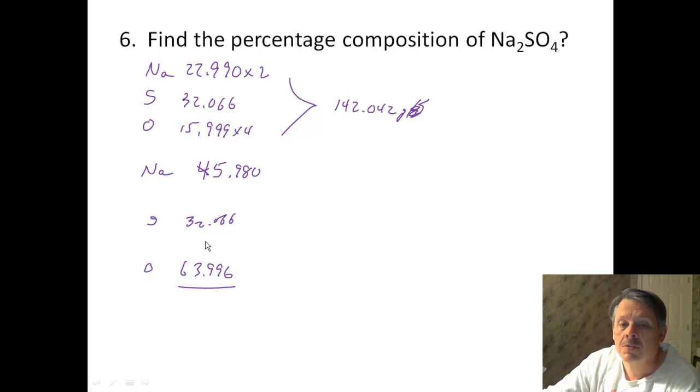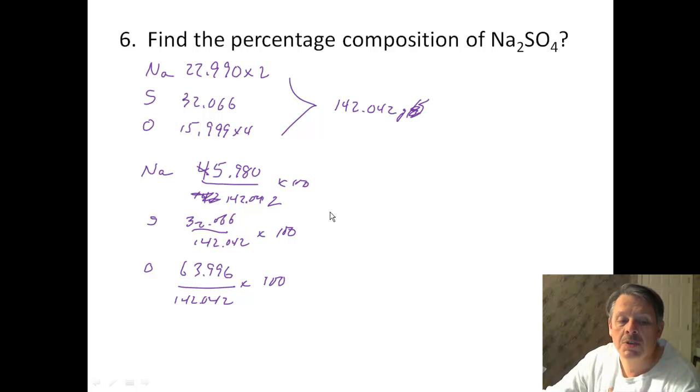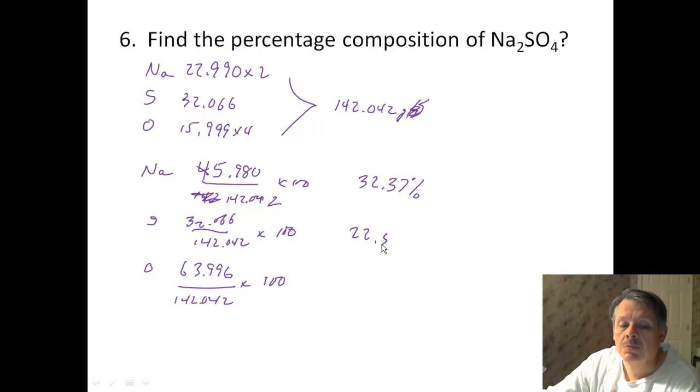I divide each one of these by my total, which is 142.042, and I do that for each one. I multiply each by 100, and this will give me my percentages. My percentages are 32.37%, 22.58%, and 45.05%. And again, when I add them up, I come up to 100%.